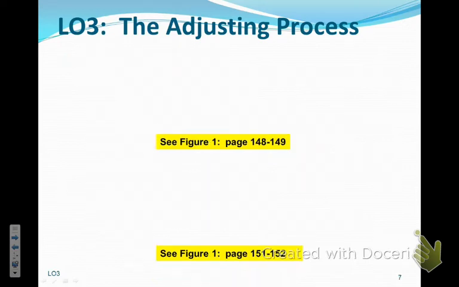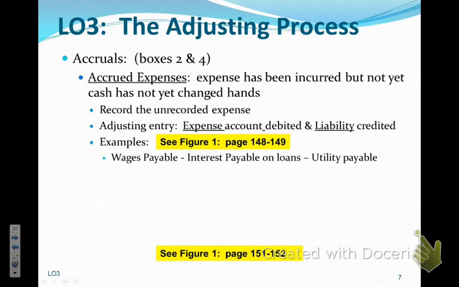Now let's look at the accruals. The accruals are boxes 2 and 4. Accrued expenses are basically expenses that have been incurred but not yet paid for. So no cash has changed hands yet. So we're going to record the unrecorded expense, thereby doing an adjusting entry to record the expense with a debit and record a liability as a credit. Typical types of transactions that are accrued expenses would be wages payable or interest on loans payable or utilities payable.